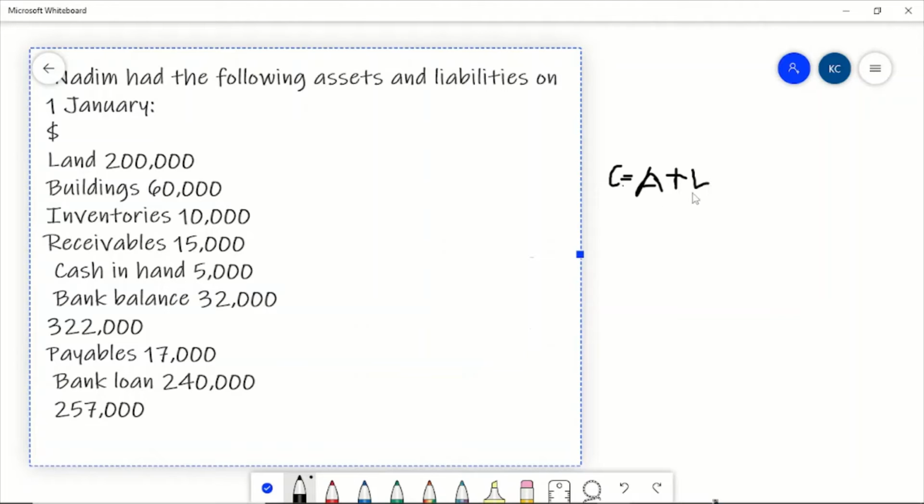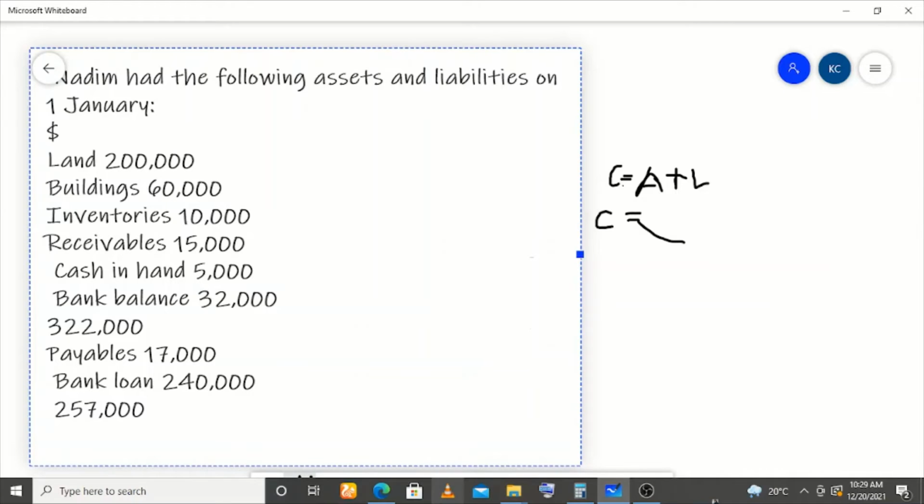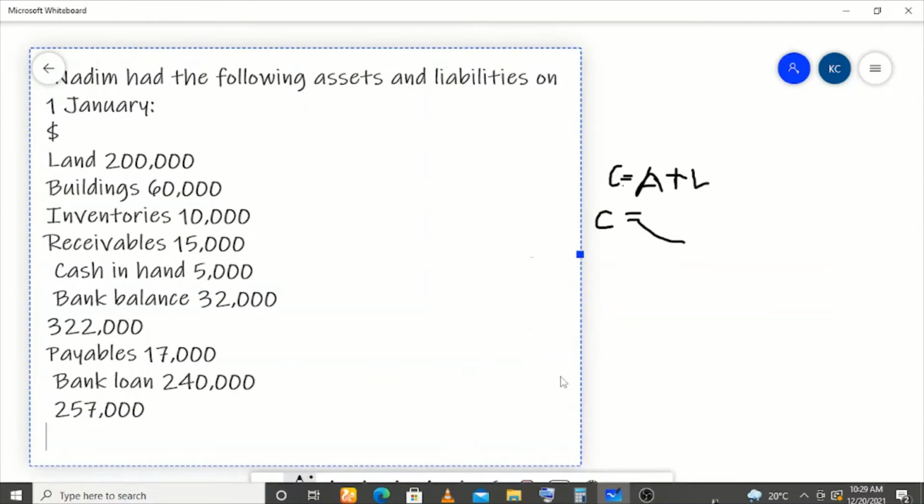All right. So we have assets worth 322,000, and we also have the bank balance. We have the liabilities, which is 257,000. Now, what is the capital? So the capital, we have C is equal to the assets. No, sorry, this is not right. Let me just rub this. I've made a mistake.